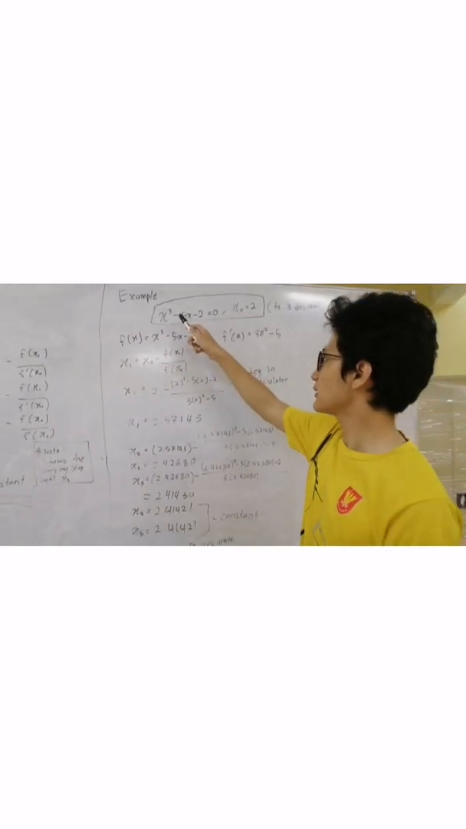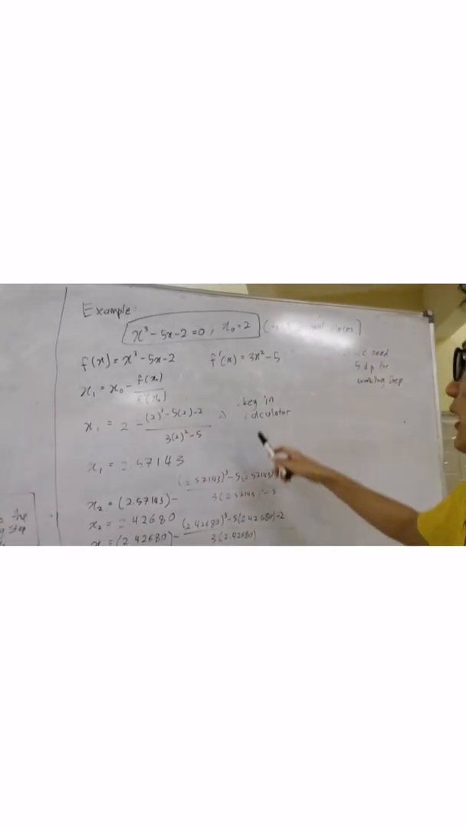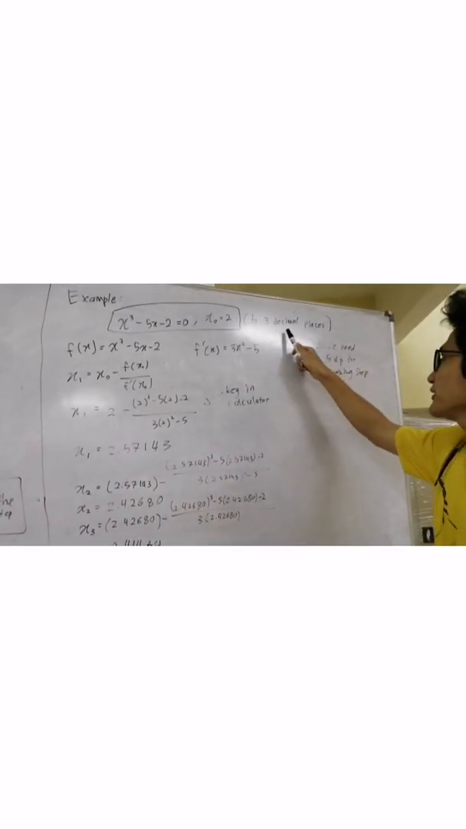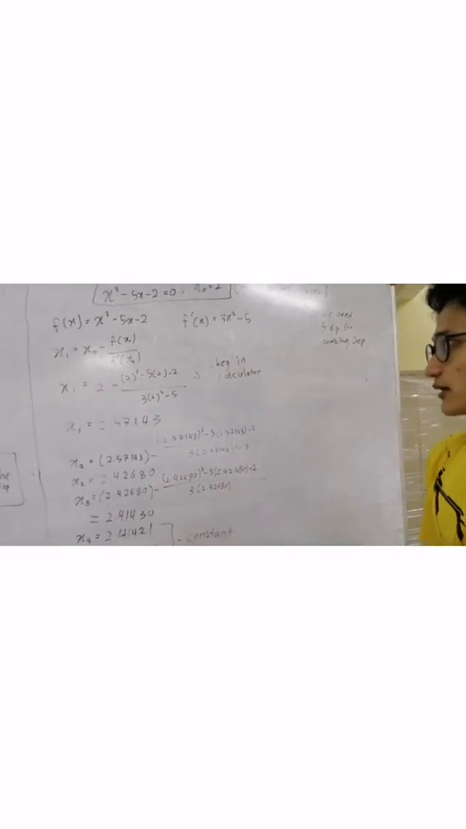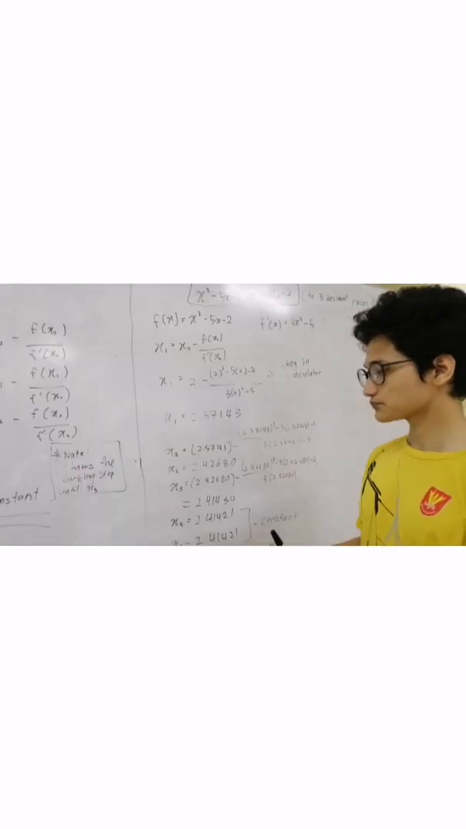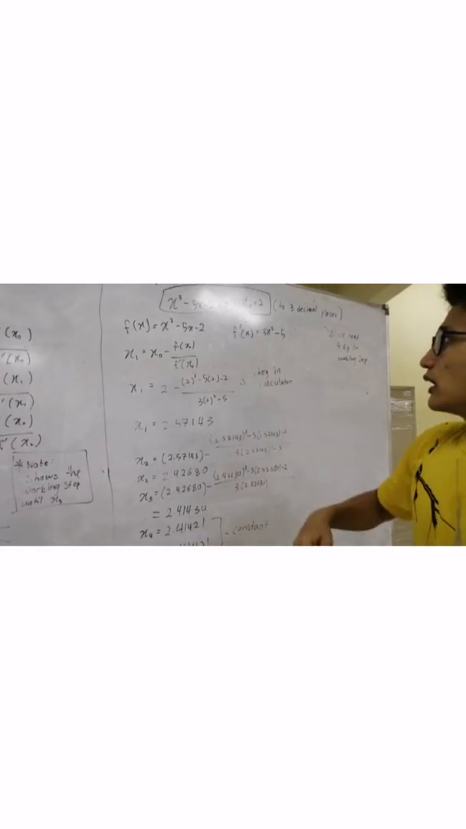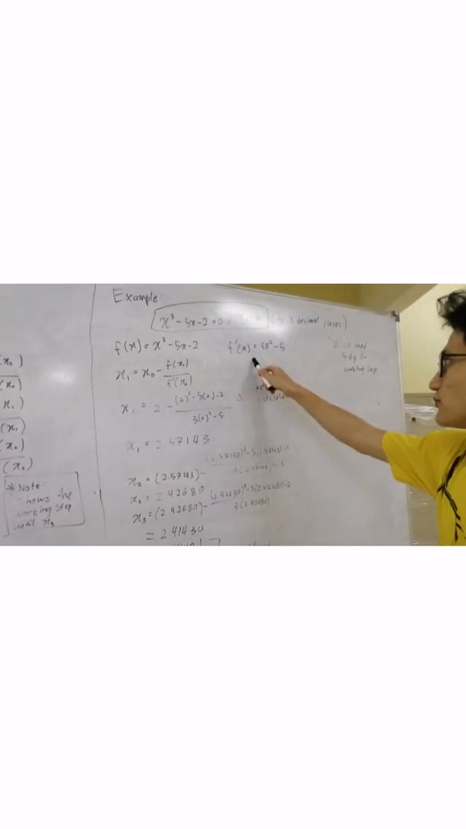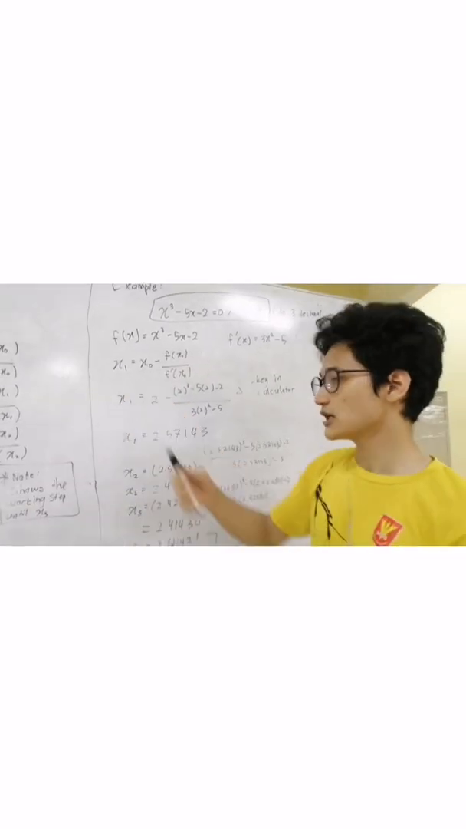Now for the example given: x cubed minus 5x minus 2 equals 0, and x0 is 2, and the question asks for 3 decimal places, so we need 5 decimal places for the working steps. So the first thing we need to do is to obtain the values for f(x) and f prime. The f(x) is x cubed minus 5x minus 2, and the f prime you just differentiate to get 3x squared minus 5, and then you just put into the formula.